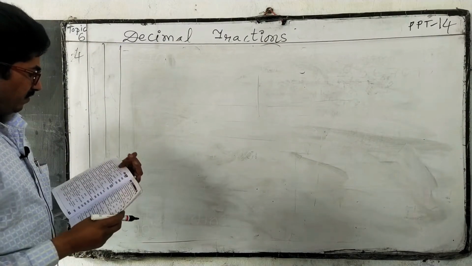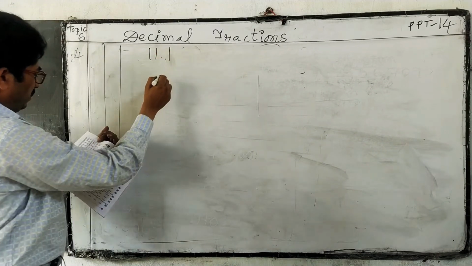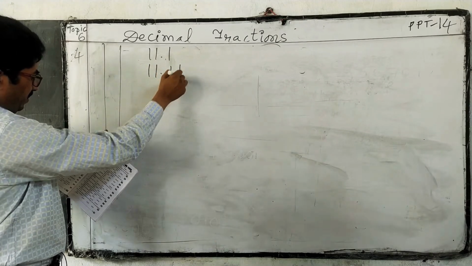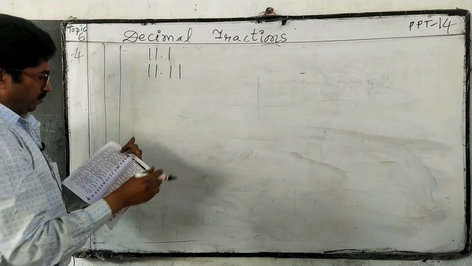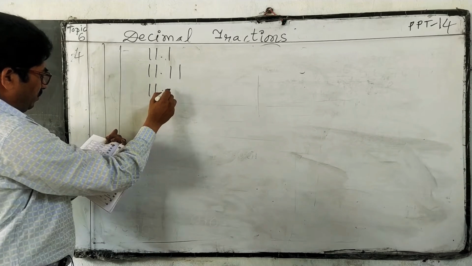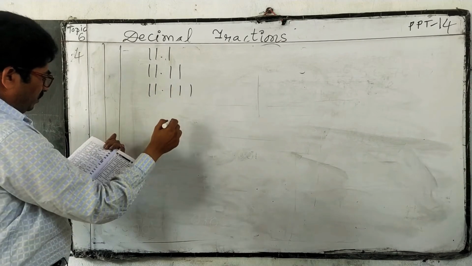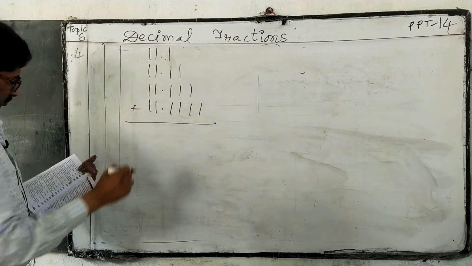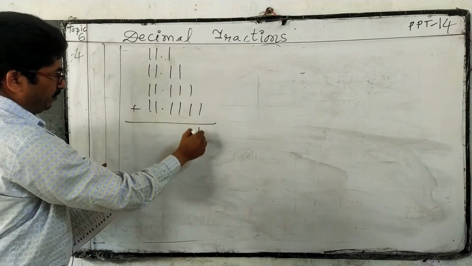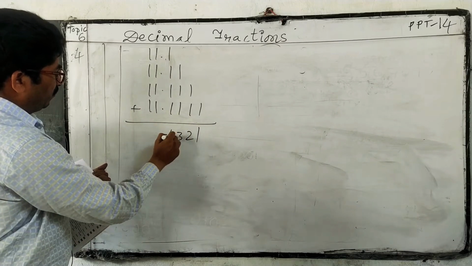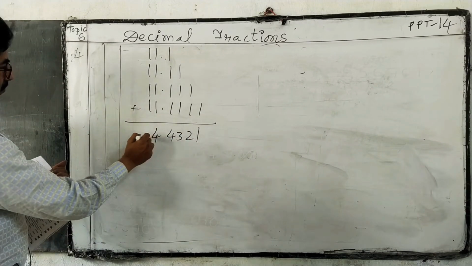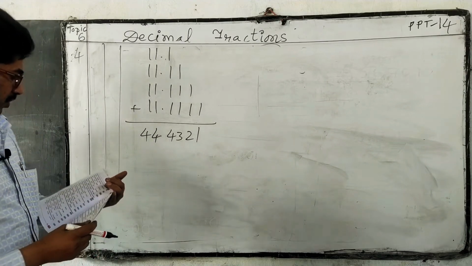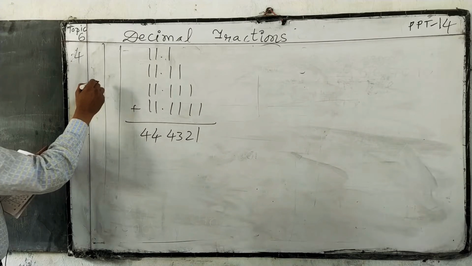What is the sum of 11.1, 11.111, 11.11, 11.11, 11.111, 11.1111? Sum means addition. So 44.4321. Option 3.